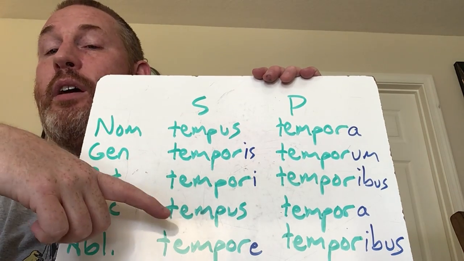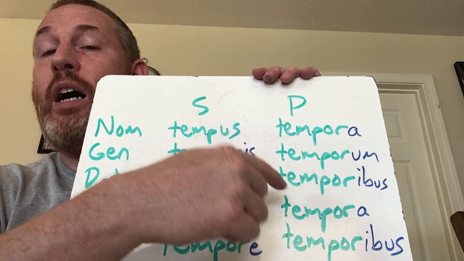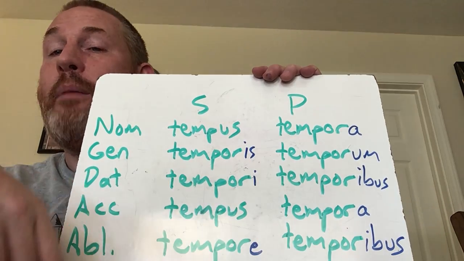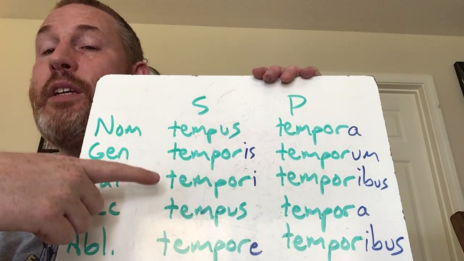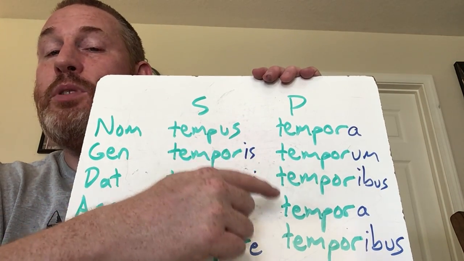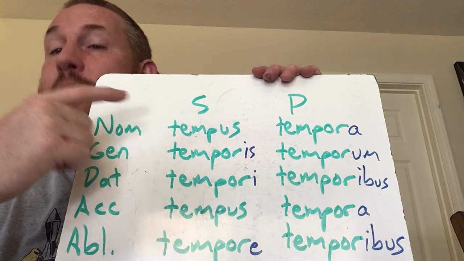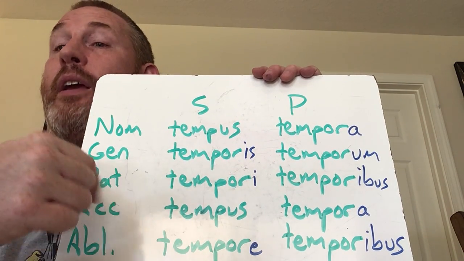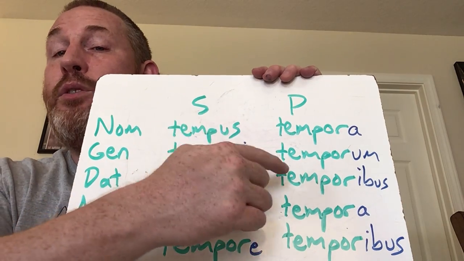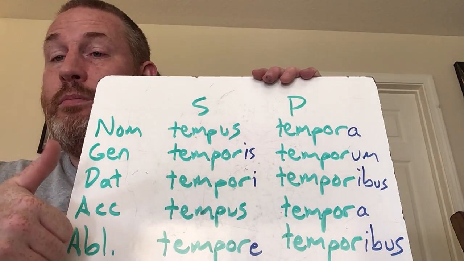The endings are: um, is, i, um, e, a, um, ibus, a, ibus. Let's do it again. Your turn. Okay, so that's thirds. So now let's just take a look at a little bit of grammar, and then I'll tell you your assignment.